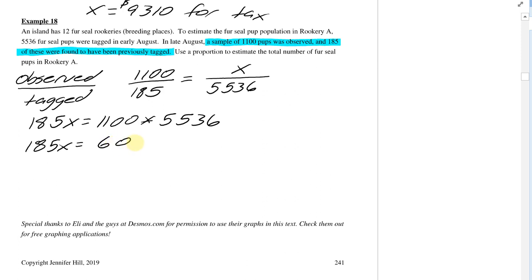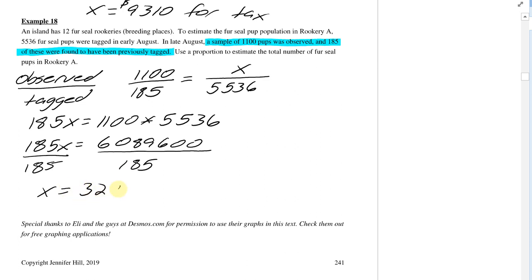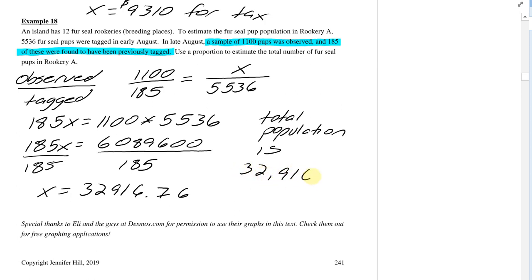So I get 6,089,600. Divide both sides by 185. And so I get that this will equal 32,916.76. Now, obviously, you cannot have part of a pup, so we have to estimate this. So it's the total population, and we'll just round that down to 32,916. So that would be the answer.